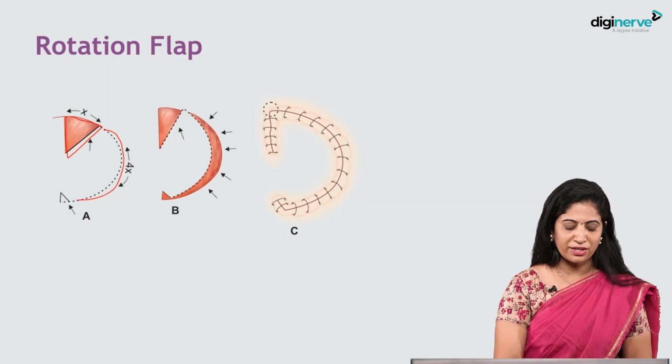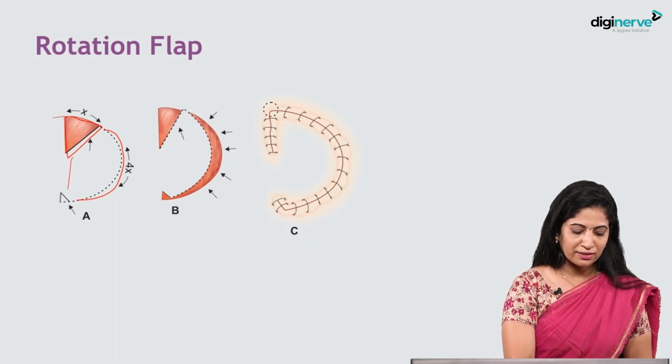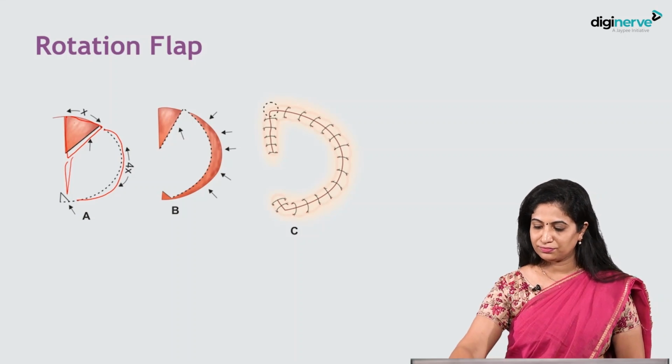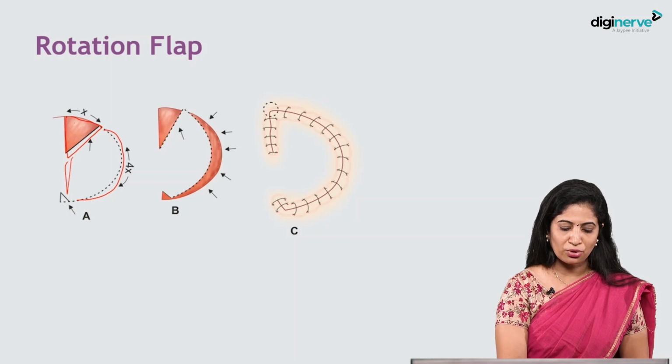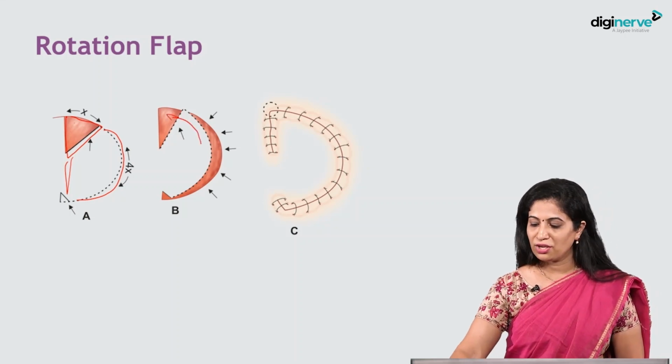We have to maintain certain ratios. If X is the size of the defect, your arc should be around 4x and the pedicle width should be around 3 to 4 times the defect. Here, after raising the flap from the adjacent area, you can see it is rotated into the defect and it is closed. That's why it is called a rotation flap.